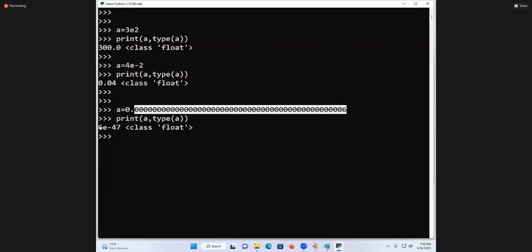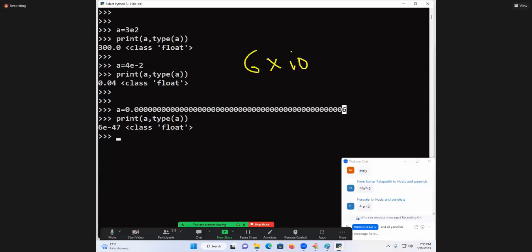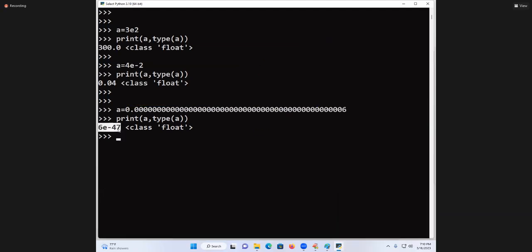That is written as 6E minus 47. It is nothing but 6 into 10 to the power of minus 47. Is it shorter to represent this way? Scientific notation is a short way to represent. Memory space is minimized. That's why scientific notation came into the picture. Did you understand this point? What is the advantage of scientific notation? To minimize the memory space.